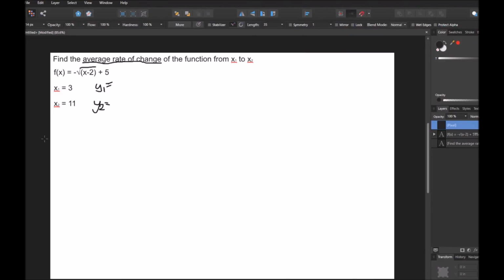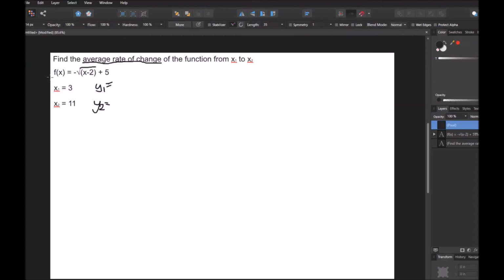Okay, so in this next problem we're asked to do the exact same thing, just different equation and different points. Our equation now is negative 1 times the square root of x minus 2. X minus 2 is all under the square root, and plus 5. And our x1 is 3, and our x2 is 11. So I'm going to give you a chance to do this on your own, and you can pause the video and come back to it when you're finished and see how you did.